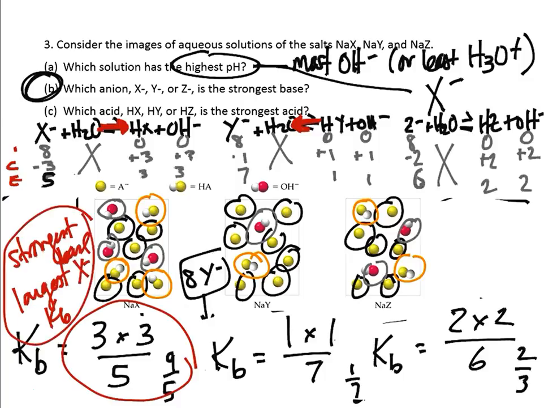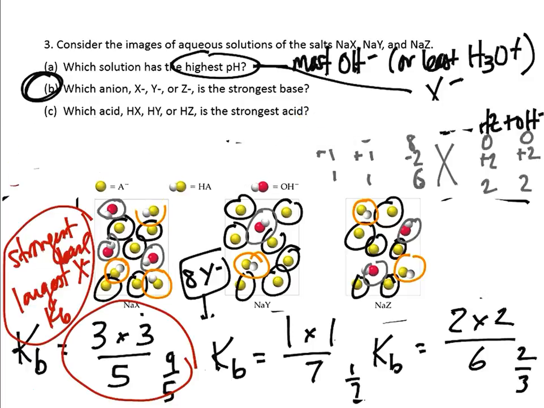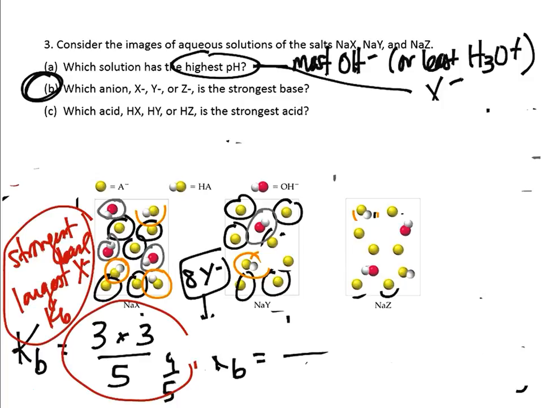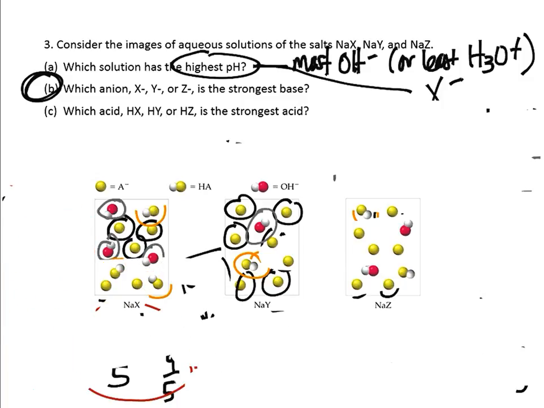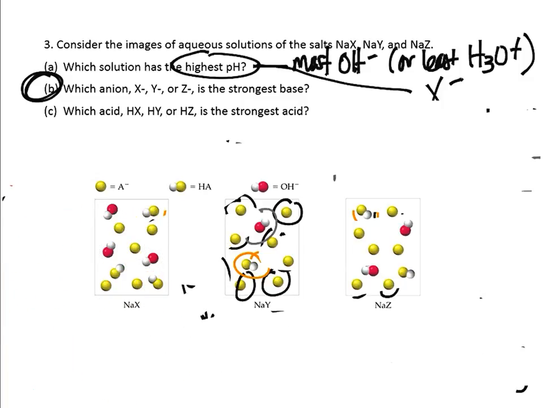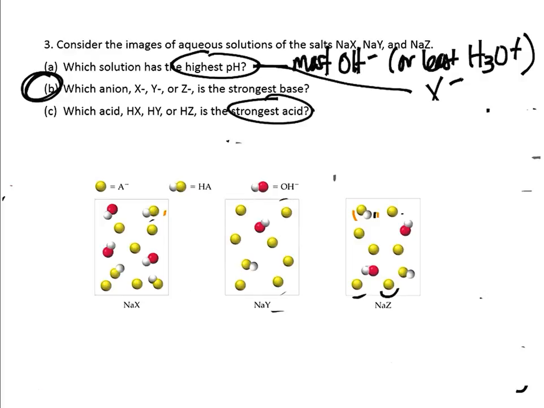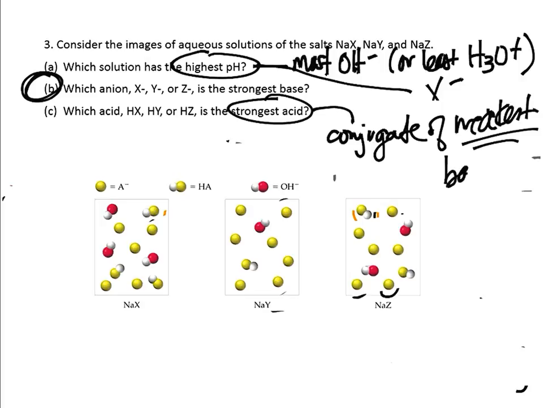Part C, which acid is the strongest acid? The strongest acid is going to be the conjugate acid of the weakest base. So the weakest base we've already decided is Y- because it lies furthest to the left in our base dissociation reaction. Therefore, HY must be the strongest conjugate acid because remember, the stronger an acid, the weaker its conjugate base. The weaker an acid, the stronger its conjugate base. And so they are related to each other through Kw. If one of them is strong, the other one must be weak.